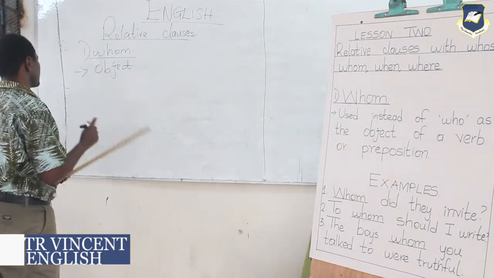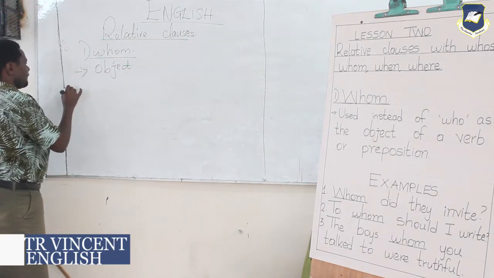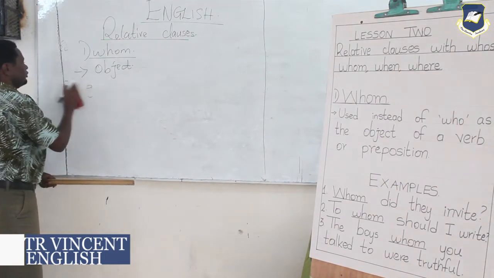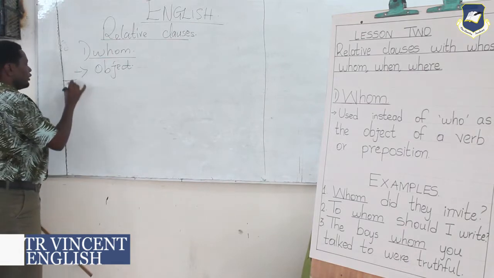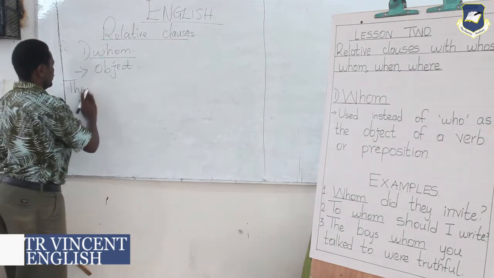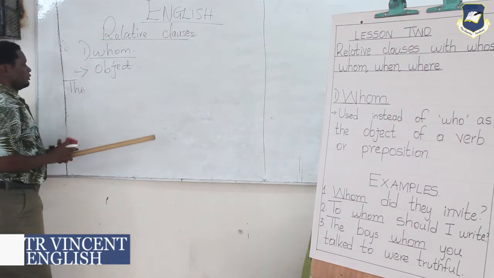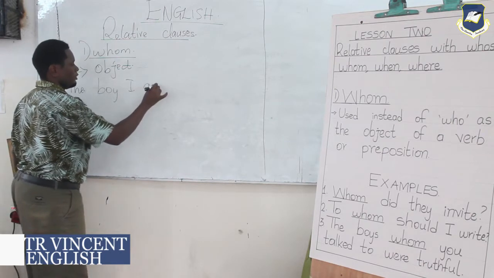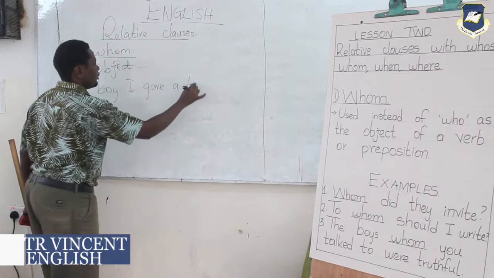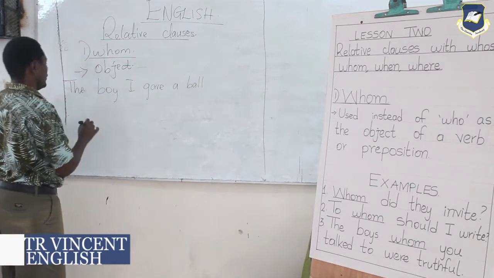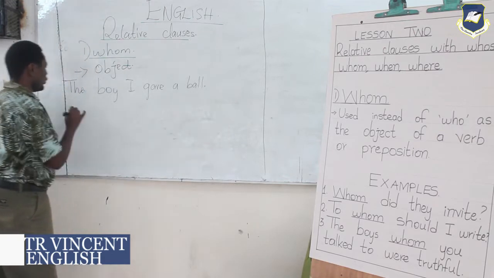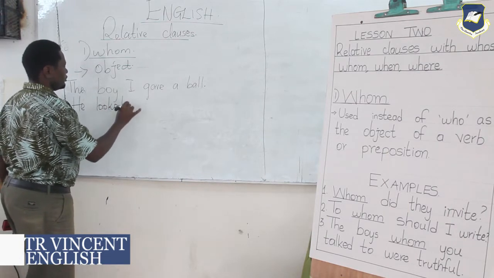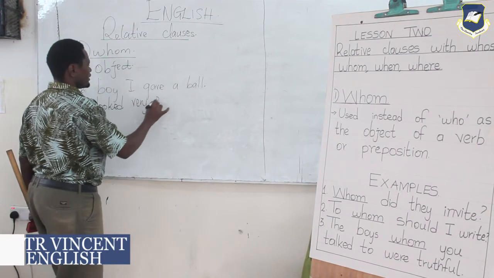Look at these two sentences. I gave the boy. I gave a ball. The boy I gave a ball. Then he looked very excited.